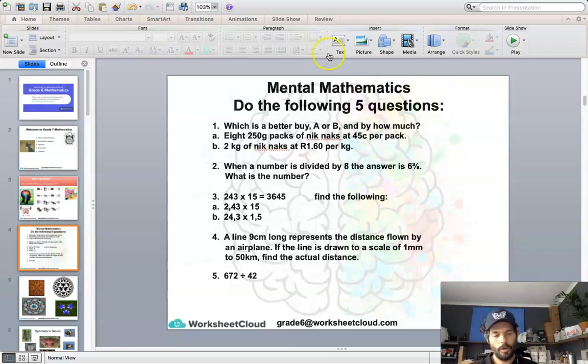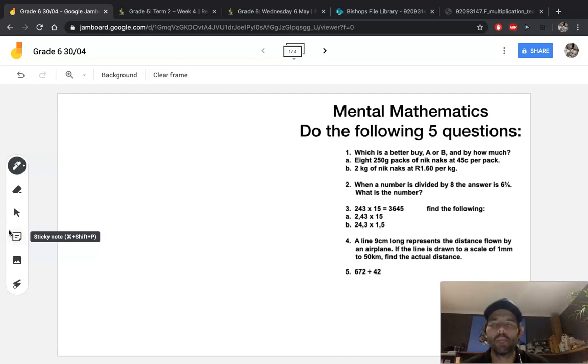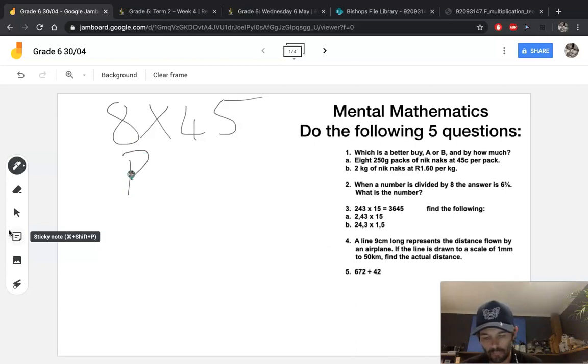Right, off you go. One, which is a better buy, A or B, and by how much? So something that you come into contact with quite often when you go shopping. Anyway, 8 250 gram packs of knickknacks at 45 cents, or 2 kilograms of knickknacks at R1.60 per kilo. So we work out option A first. Option A, we've got 8 packs of knickknacks at 45 cents each. To work that out, you could have gone 8 times 40 is 320, plus 8 times 5 is 40, making 360. So that's going to give me R3.60.